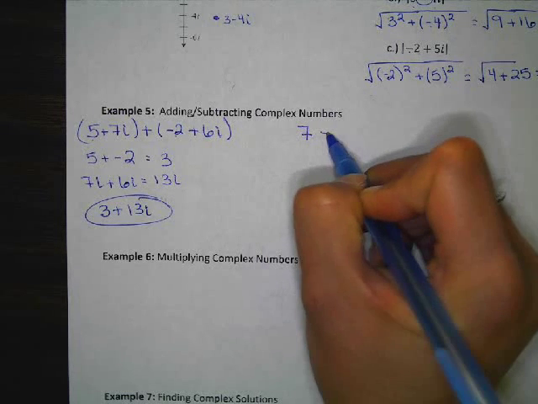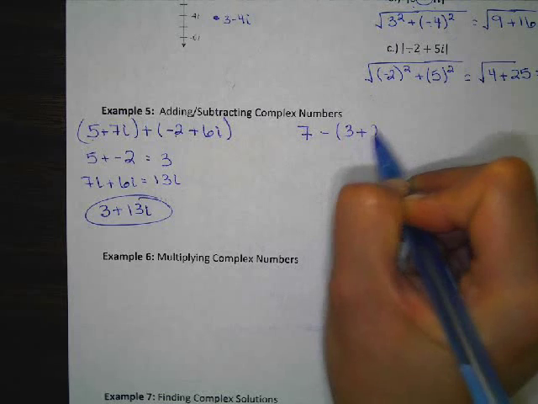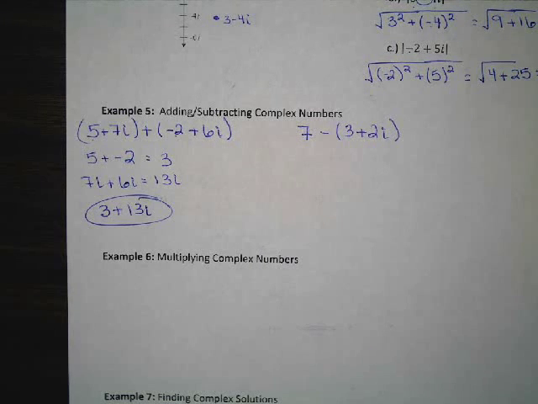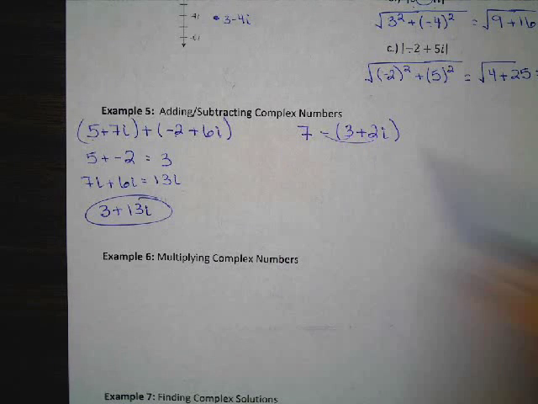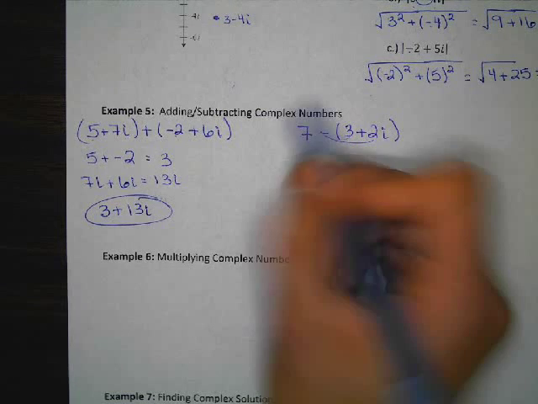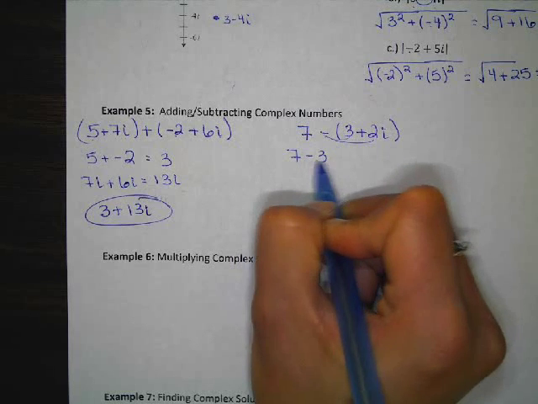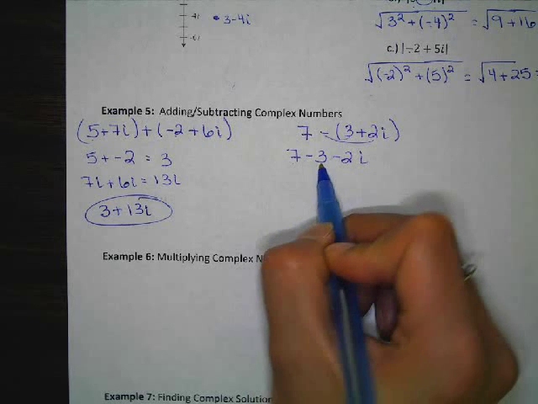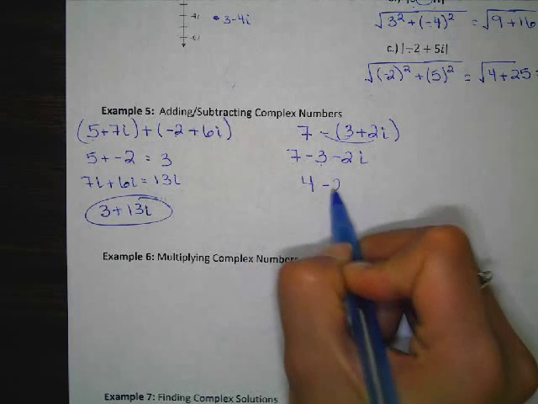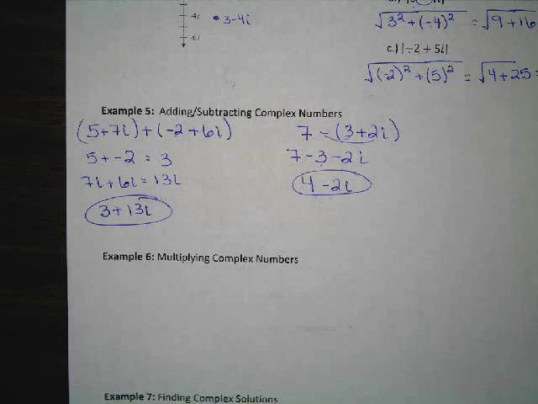Alright, we've got another one, 7 minus 3 plus 2i. Now notice this part is in parentheses, so of course that means you have to distribute this negative onto both of those terms there. So we really have 7 minus 3 minus 2i. Again, combine your like terms. 7 minus 3 makes 4 minus 2i.